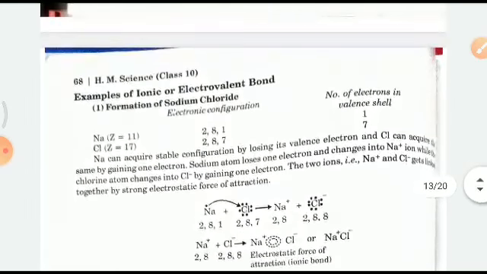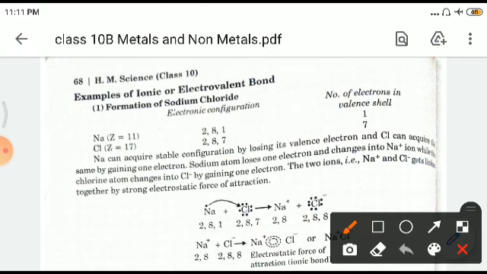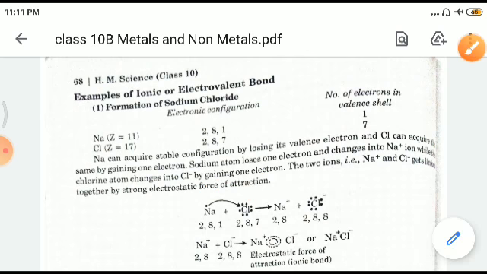Right, now for an example, let's see here how an ionic bond is formed. Na has 2, 8, 1 configuration and Cl has 2, 8, 7. So Na has 1 electron in its outermost orbit and Cl has 7. Now see here how sodium donates 1 electron to chlorine, which is indicated by this arrow.